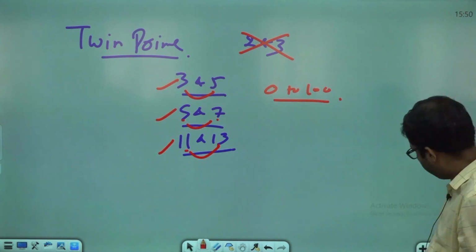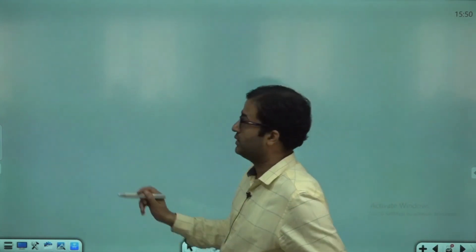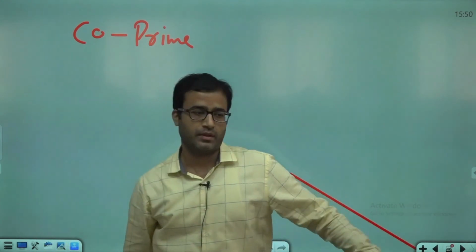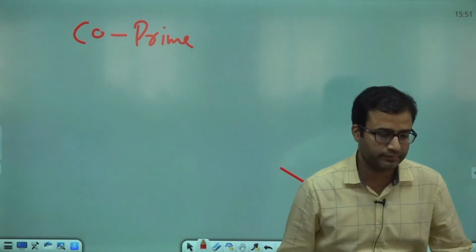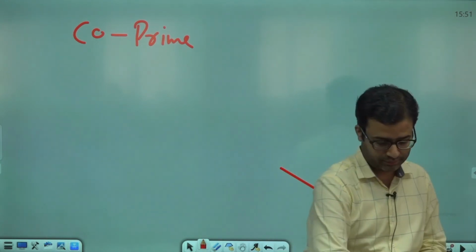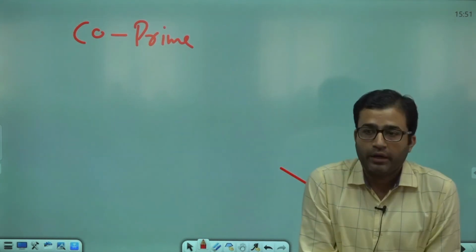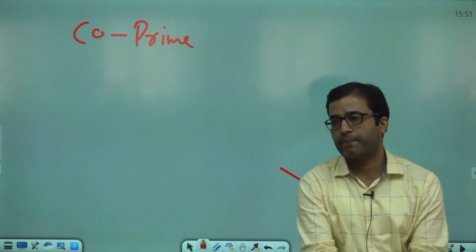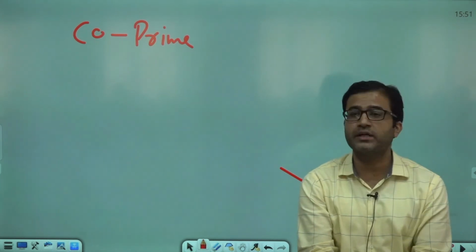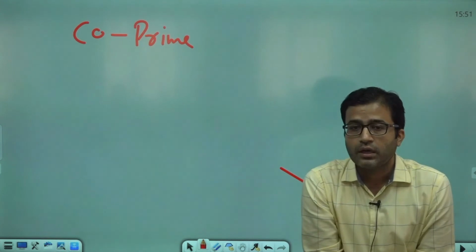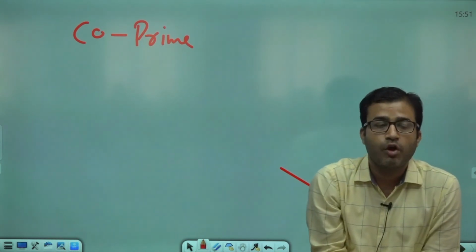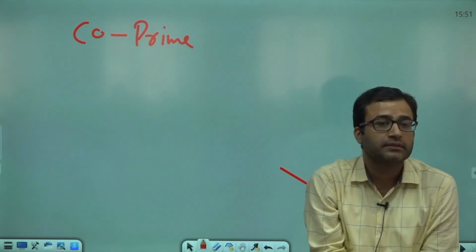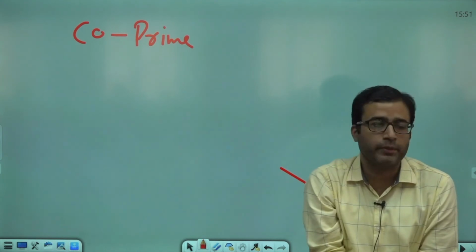नेक्स्ट कंसेप्ट, घर का होमवर्क बोला मैंने, co-prime. Tell me if you know anything about co-prime. Online student can also participate, offline also. Hanji. Only one is the common factor. Okay. Any other thing? Example, कुछ property.